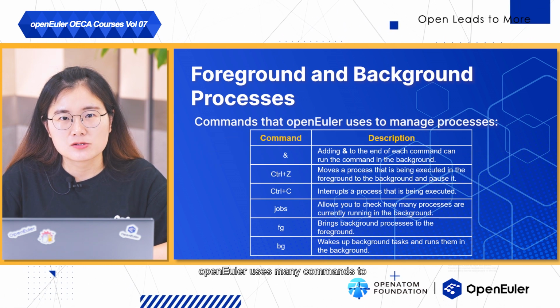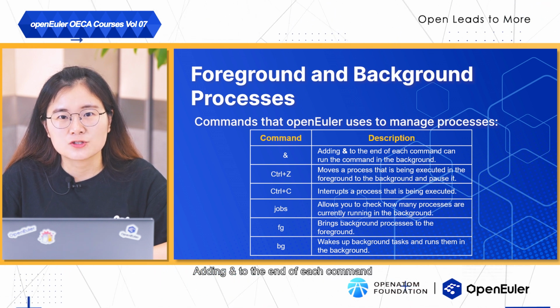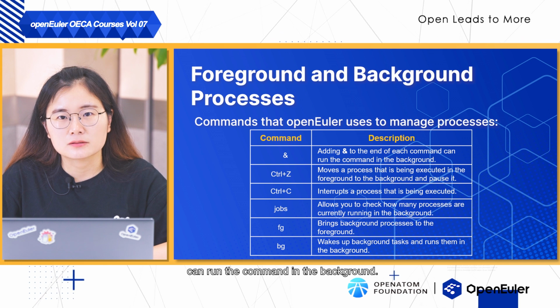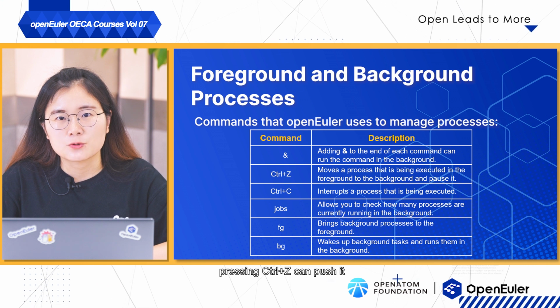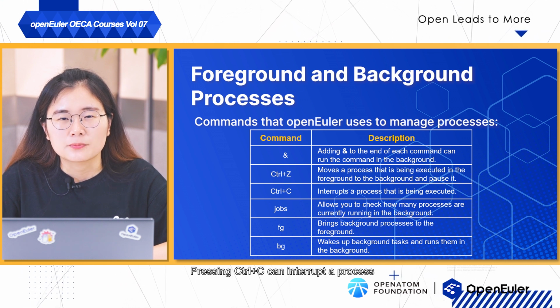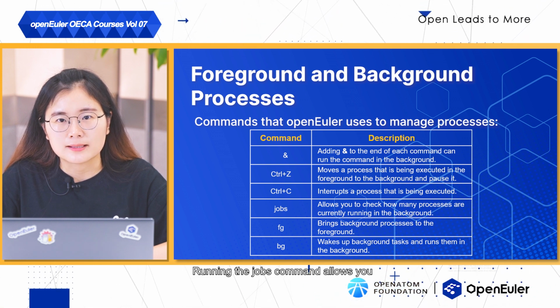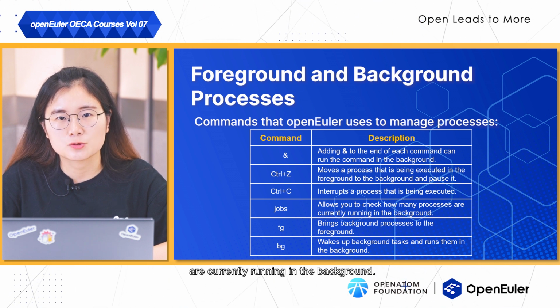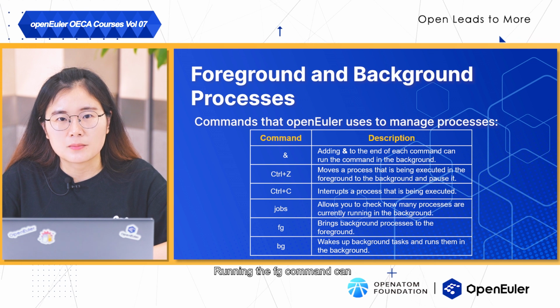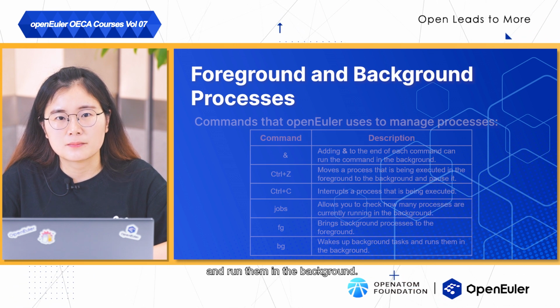openEuler uses many commands to manage foreground and background processes. Adding the ampersand sign to the end of a command can run the command in the background. When a process is being executed in the foreground, pressing Ctrl-Z can push it to the background and pause it. Pressing Ctrl-C can interrupt a process that is being executed. Running the jobs command allows you to check how many processes are currently running in the background. Running the fg command can bring background processes to the foreground, and running the bg command can wake up background tasks and run them in the background.